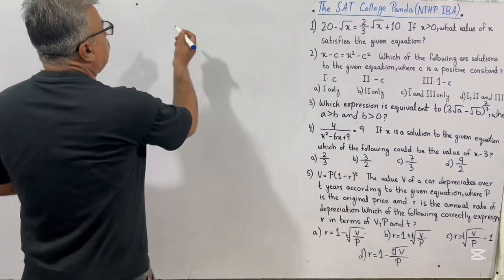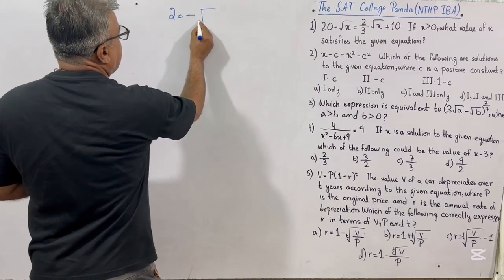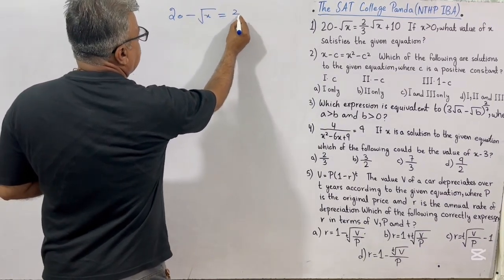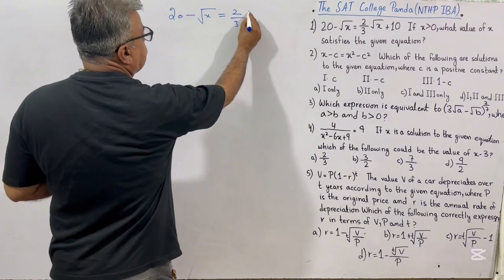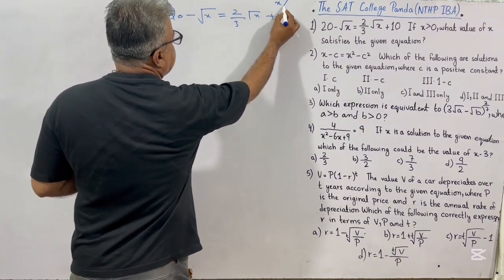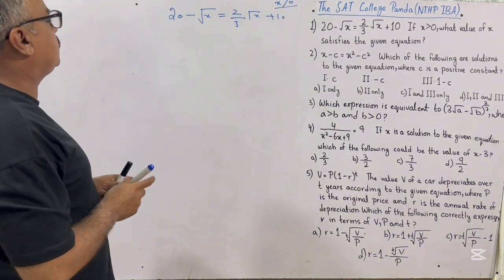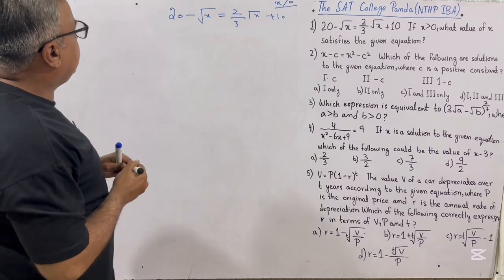We are asked to solve 20 minus root x is equal to 2 over 3 times root x plus 10. Further, we have been restricted x is greater than 0, which means x is positive. Solve for x. It's really cool.